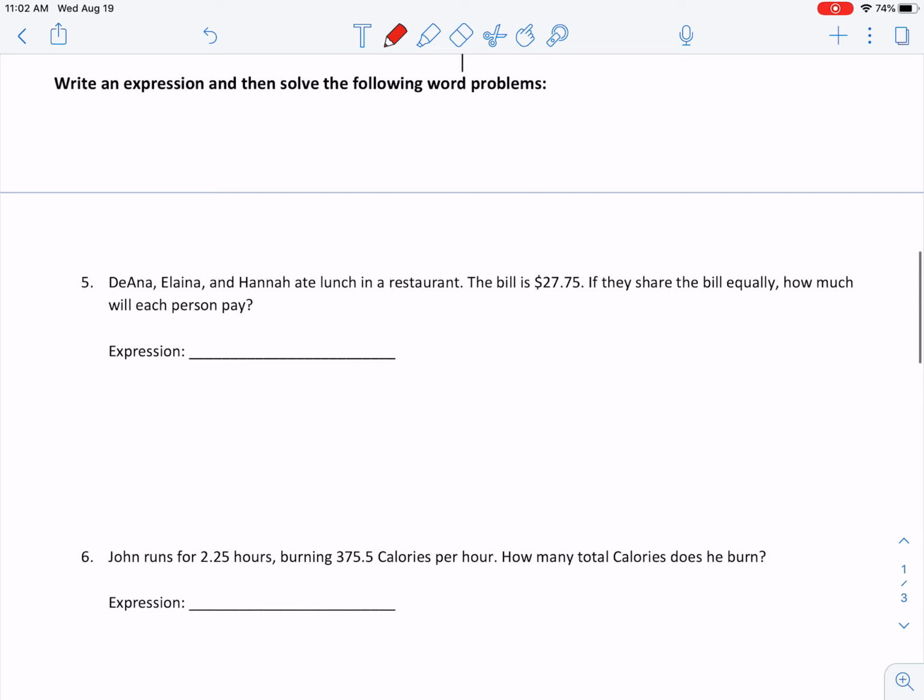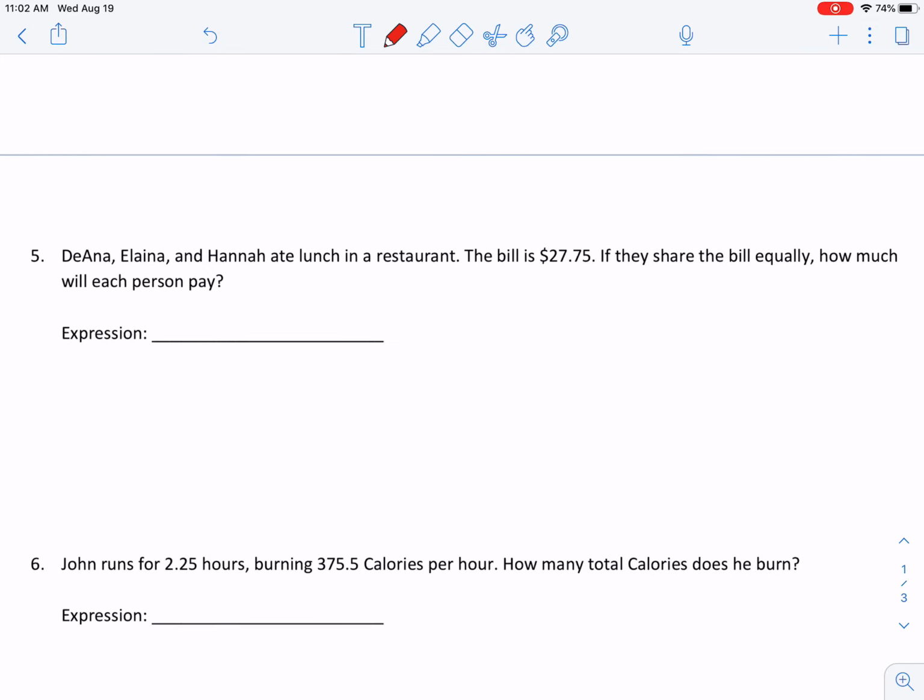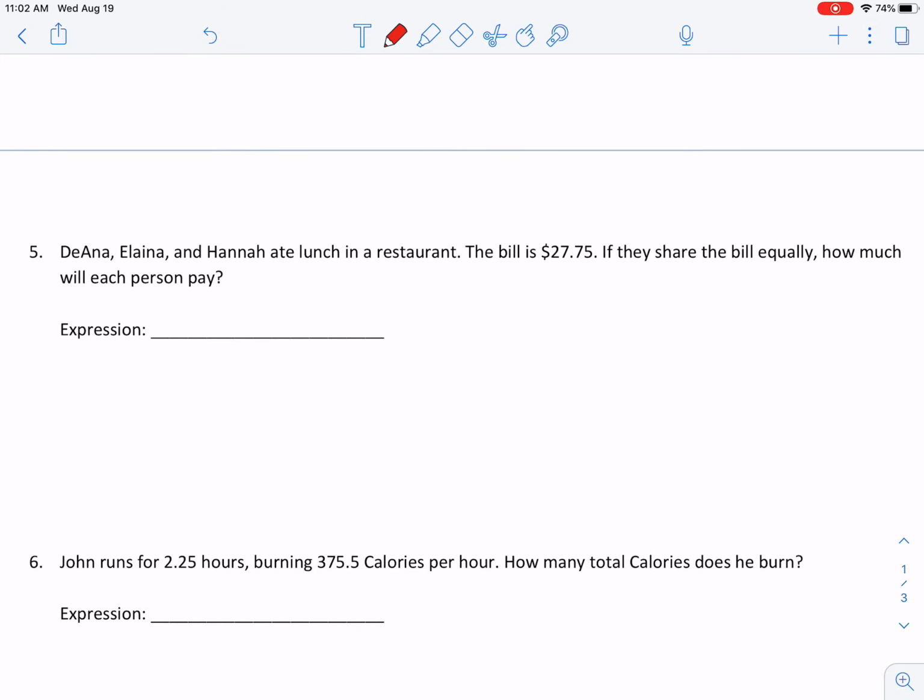All right. Write an expression and then solve the following word problems. Now we have some word problems. Let's figure out what we're supposed to do. Number 5, it says Diana, Elena, and Hannah ate lunch in a restaurant. The bill is $27.75. If they share the bill equally, how much will each person pay?